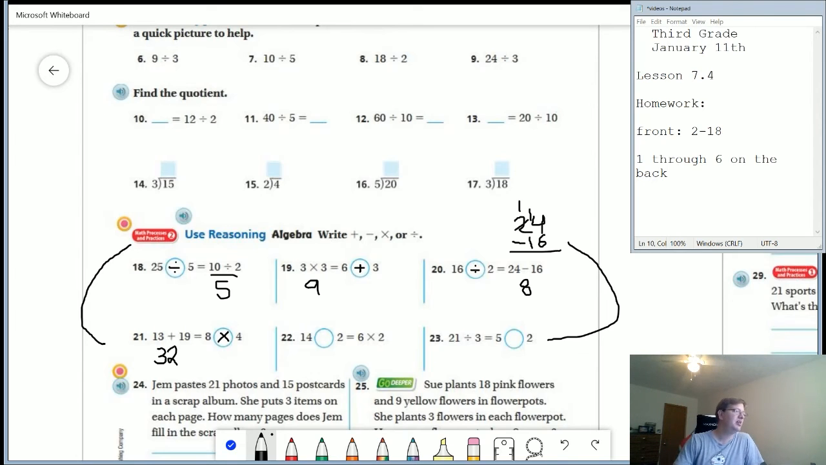Number 22. We need to find the answer to 6 times 12, the answer to 6 times 2, which is 12.